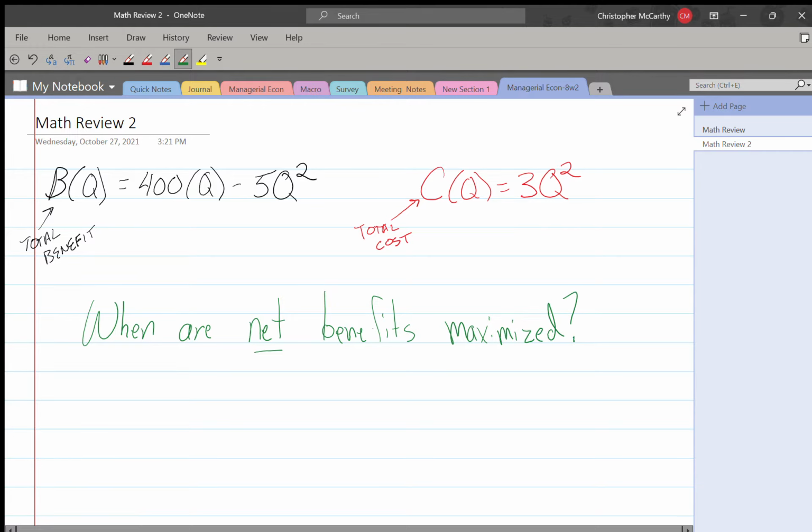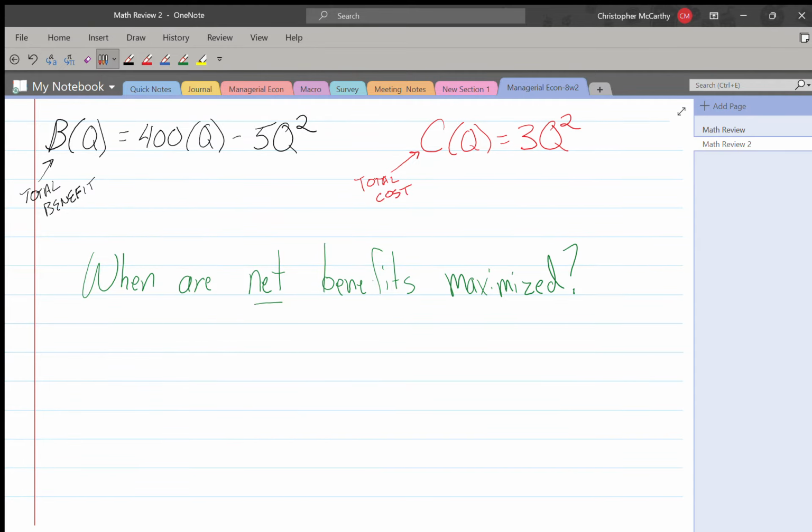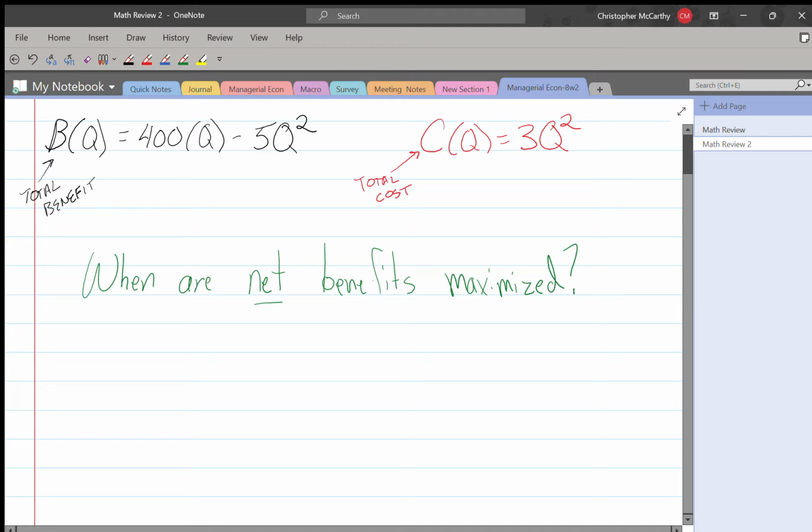So there are two ways to do this. We'll go through the first way first, and then we'll do the second way. The first way that we're going to solve it is by using our optimal allocation rule, which tells us that Q star, the Q that's going to maximize the net benefits, is where the marginal benefit is equal to, and technically greater than or equal to, the marginal cost.